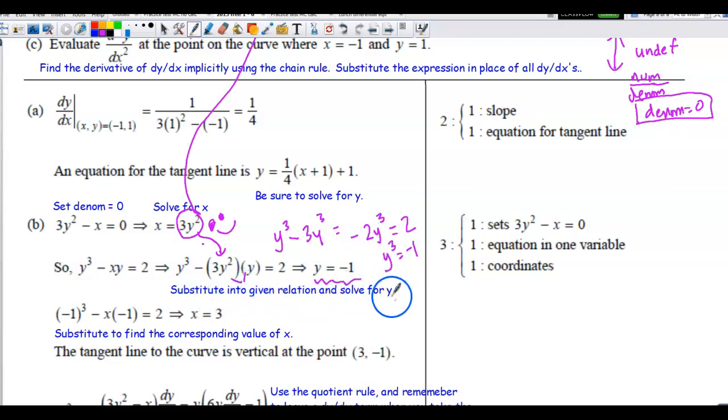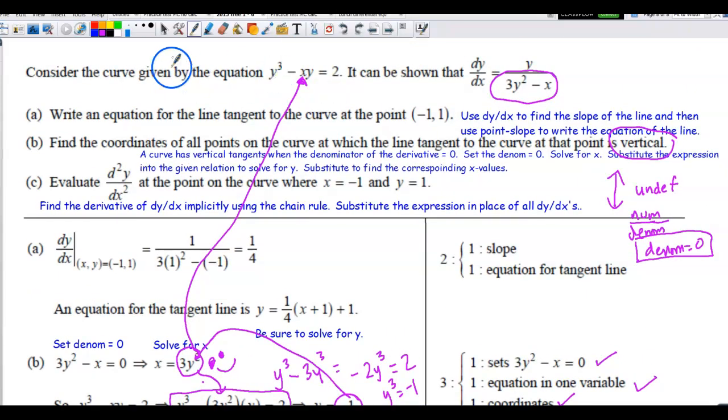You can substitute that back into the original. Actually, let's not. Let's substitute that negative 1 back in here and get 3. The tangent line to the curve is vertical at the point 3, negative 1, and they did ask for that. So the student will earn 1 point if they set the denominator equal to 0. They'll get 1 point just for getting the equation in one variable, meaning that they're taking the original relation in one variable, and then 1 point for the correct coordinates.